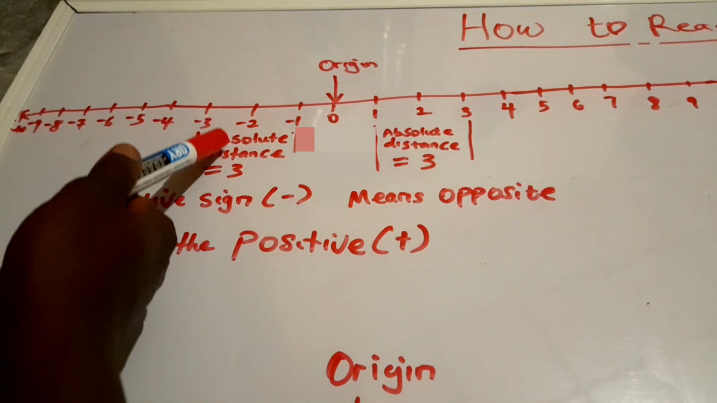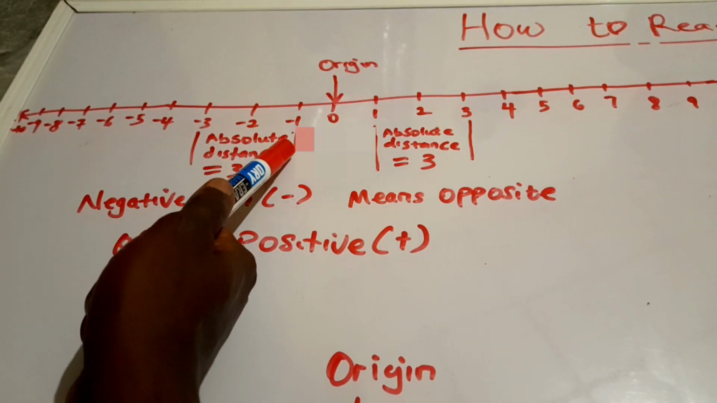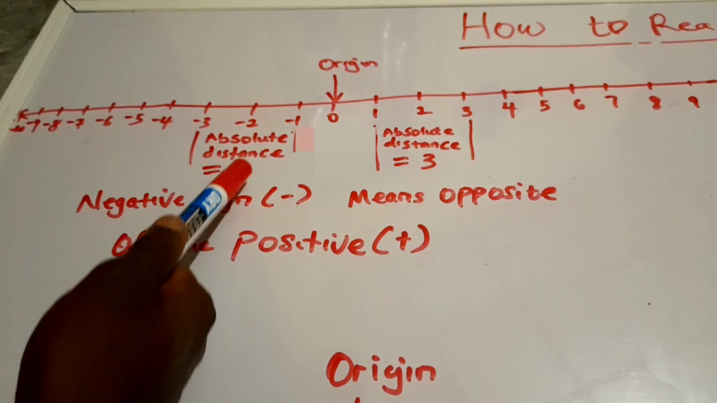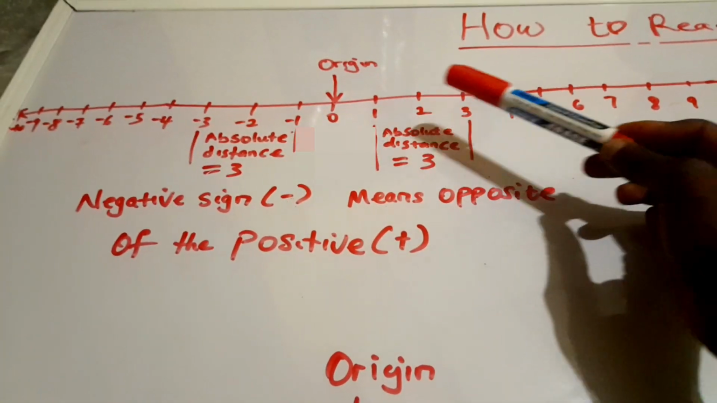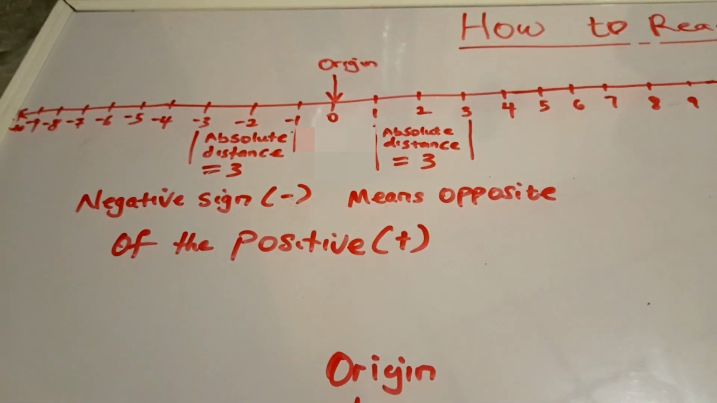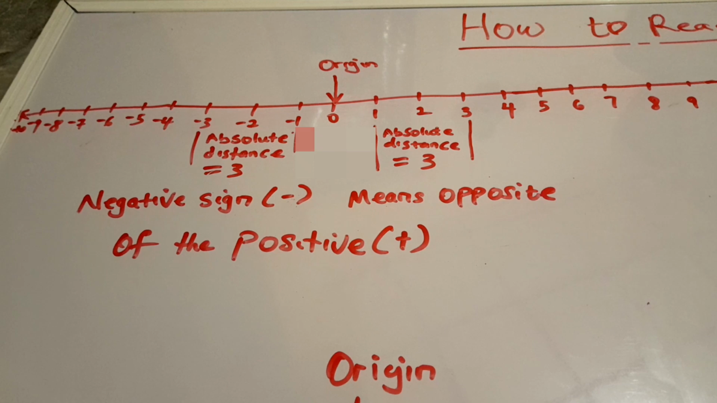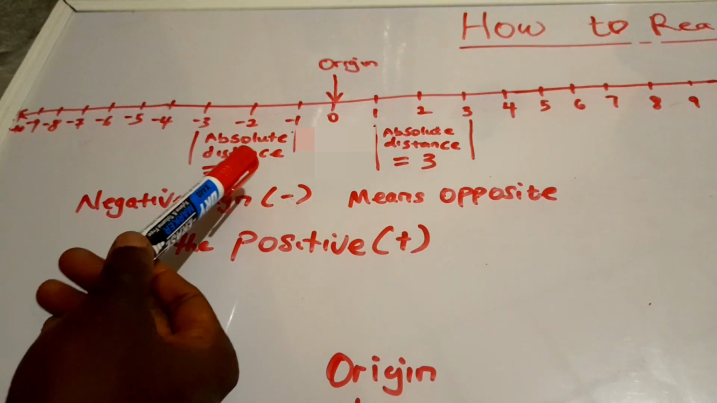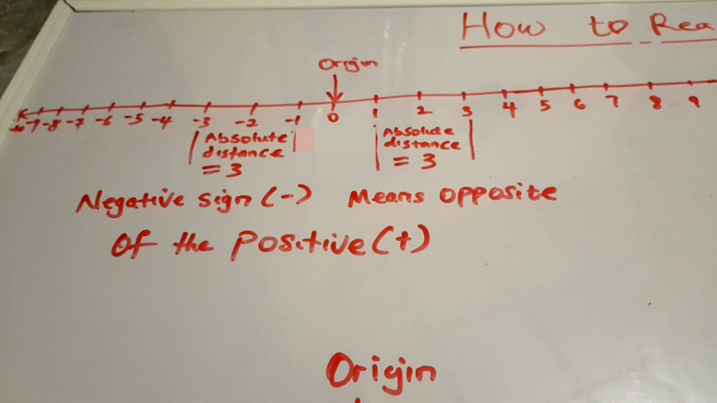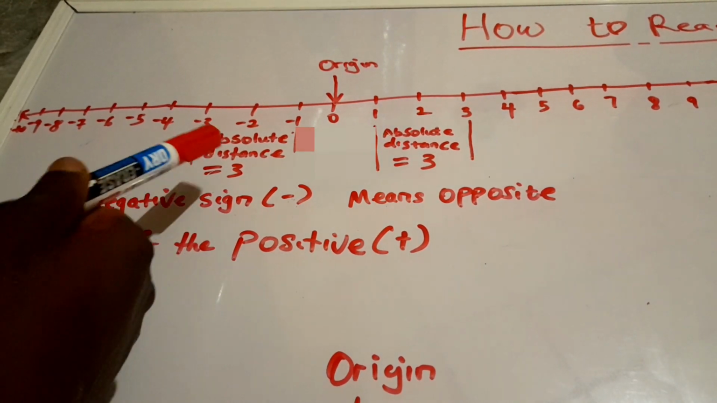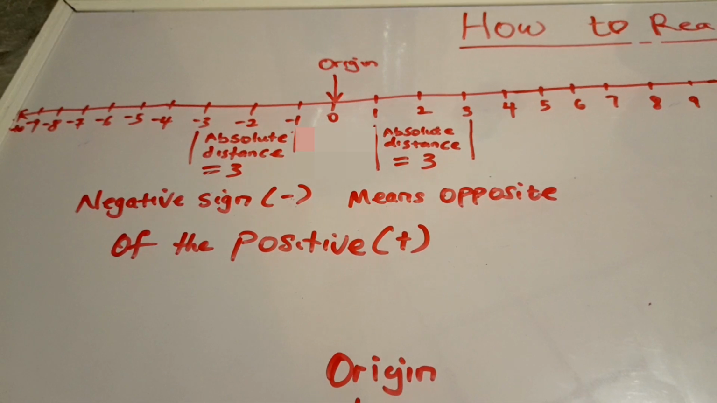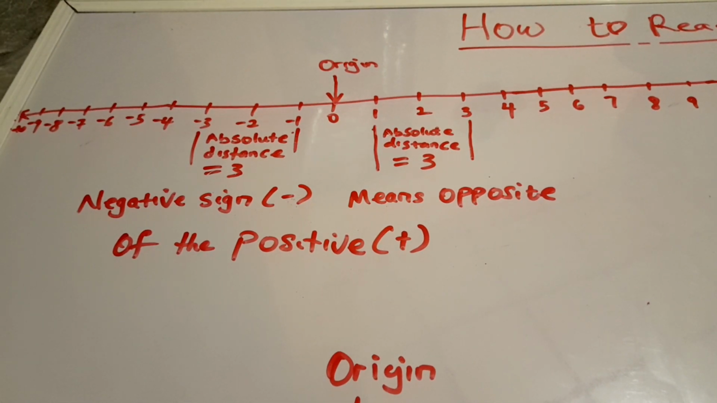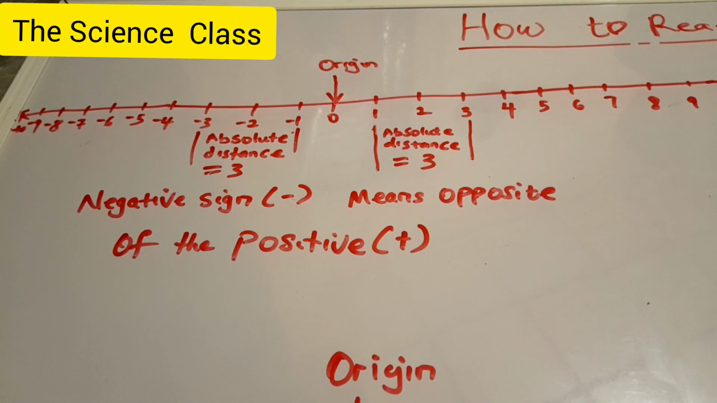The absolute distance between minus 1 and minus 3 is the same as the absolute distance between 1 and 3. The only difference is that this place is just the opposite of here. Here, minus 3 is just the opposite of the positive. So, the absolute value remains the same.